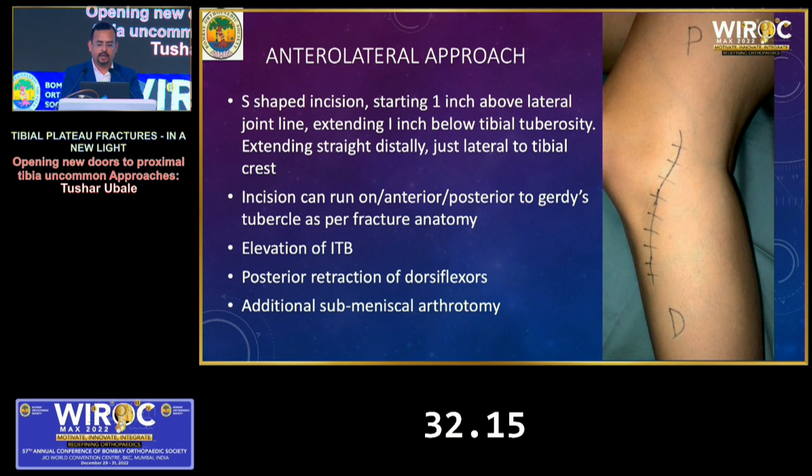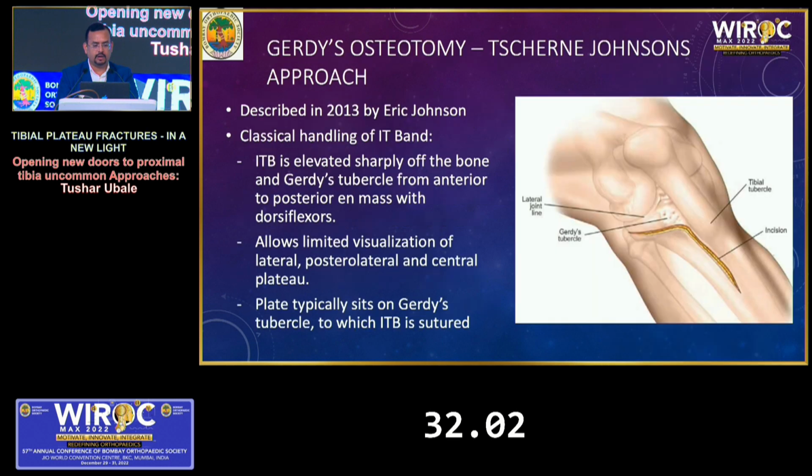As you can see, an S-shaped incision can run anterior or posterior to Gerdy's tubercle as per the fracture anatomy. It involves elevation of the iliotibial band, posterior retraction of the dorsiflexors and submeniscal arthrotomy.